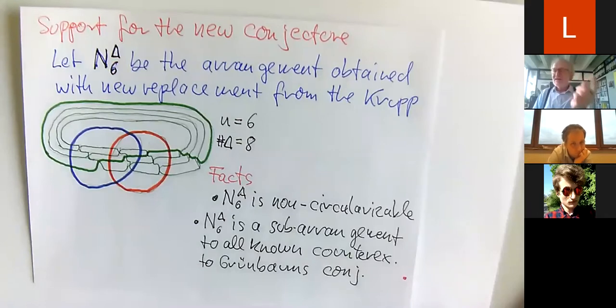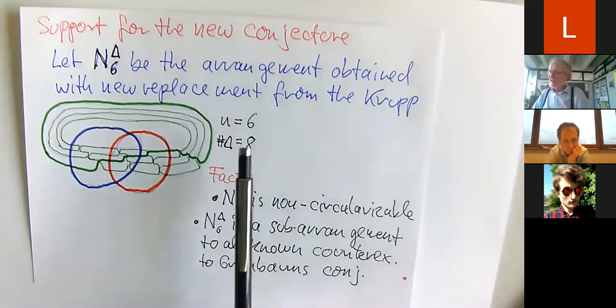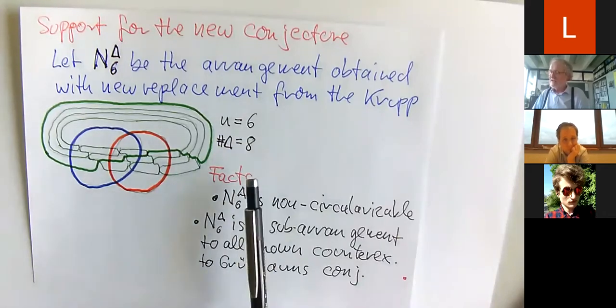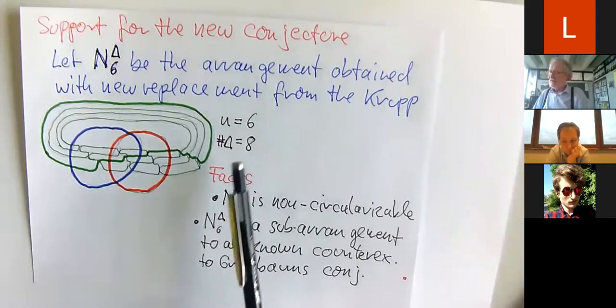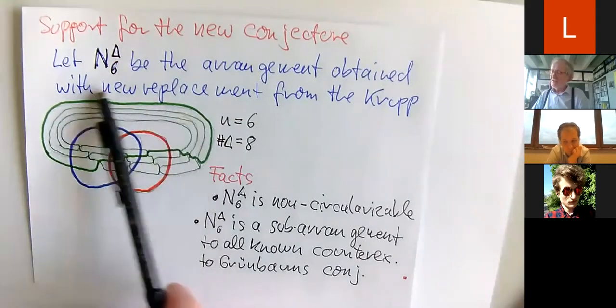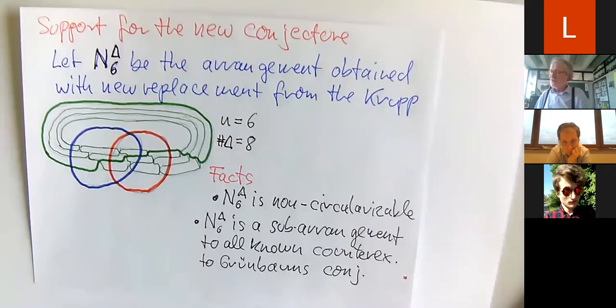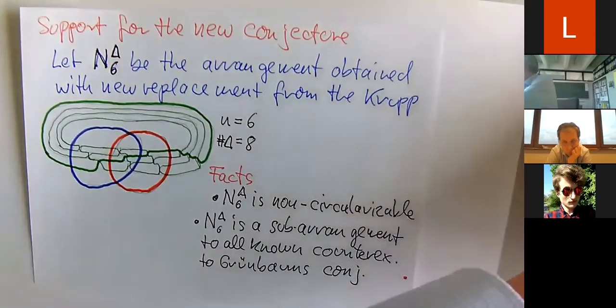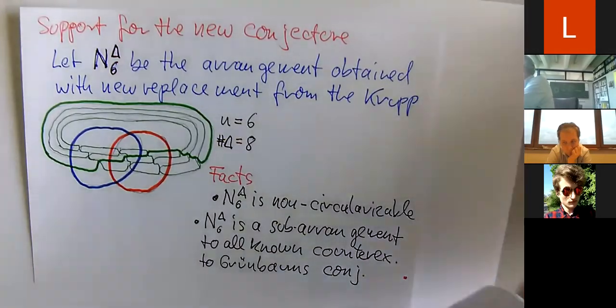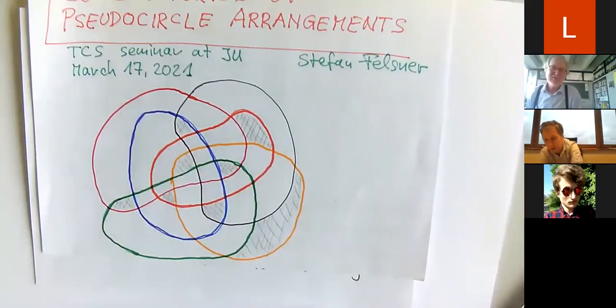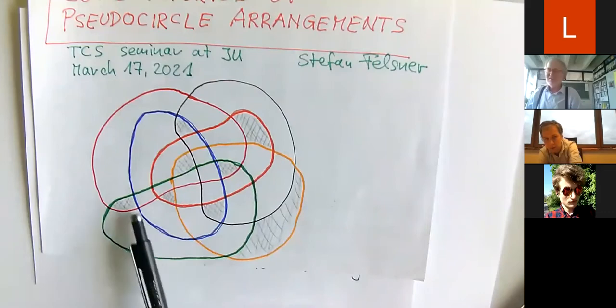So let us call N6 delta the arrangement which is obtained if we take the Krupp arrangement, so just three circles, and we replace one of them in the way we did it with this new proof. Then we add three circles, so now we have six, and you count the triangles and you see that it's eight. So it's a system of six pseudocircles with eight triangles. And actually it's this one. You see the gray triangles, it's eight.